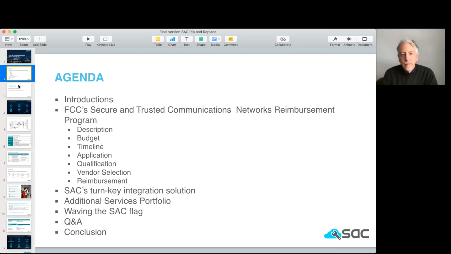Again, introductions. We're going to describe the FCC Rip and Replace program in some detail, mainly for your reference. We'll send you copies of this deck, and it'll be in there. The most important part of this presentation is really the turnkey integration solution that we offer. That's really the meat of the presentation. There'll also be additional services we offer that we think you want to be aware of. It's our presentation, so we're going to wave our SAC flag a little bit and give you confidence that we're the partner you'd like helping you with this program, and then open up for questions and wrap up.